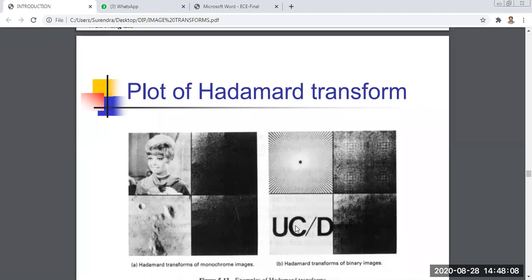So today we have completed 4 transformation techniques, and there are 6 transformation techniques remaining. Those are the Walsh transform, Haar transform, slant transform, KL transform, SVD, and Radon. These remaining transformation techniques we will discuss in the next class. And today we have completed the time.